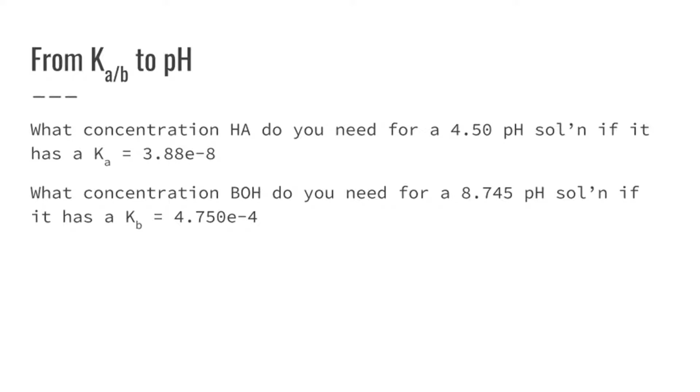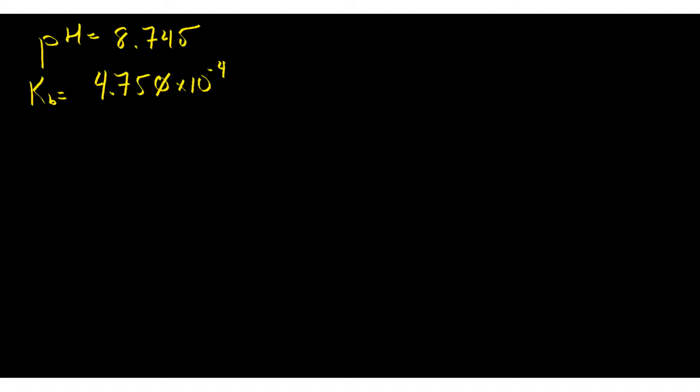Now let's hop back in to the main slides, and here's our other problem. What concentration of BOH do you need for a 8.745 pH solution if that base has a Kb of 4.750 times 10 to the negative fourth? We jump on over to our workspace. pH is 8.745, Kb is 4.750 times 10 to the negative fourth.